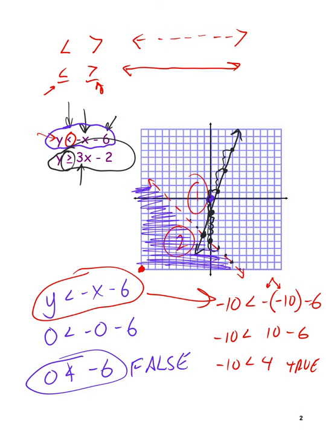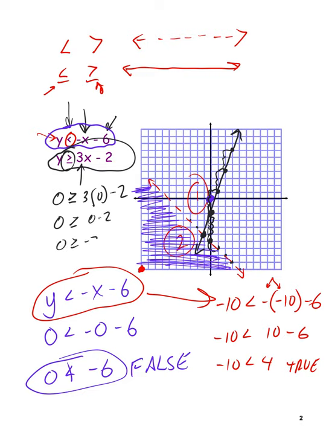Okay, so now we need to figure out on what side of this second line do we shade? So I'm going to, again, use the point 0, 0. With the point 0, 0, I'm putting in 0 for y, and then 0 for x. And that gives me 0 is greater than 3 times 0, which is 0, minus 2.